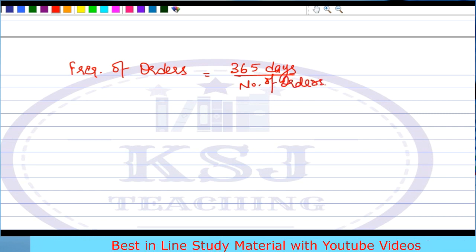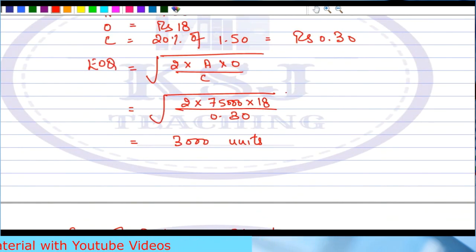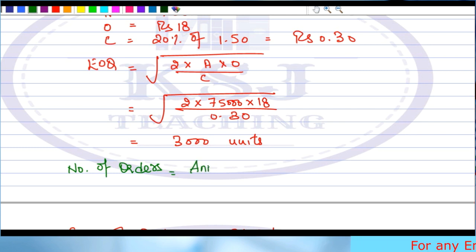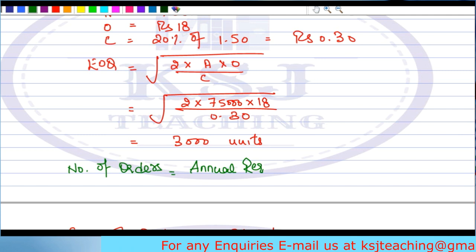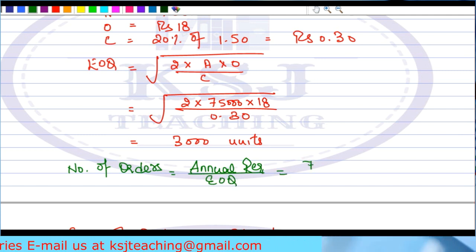We don't know the number of orders, but we can calculate it. What is the big issue in calculating the number of orders? There is no big issue. How will you calculate it? What is the annual requirement divided by EOQ? My annual requirement is 75,000 valves and EOQ is 3000.